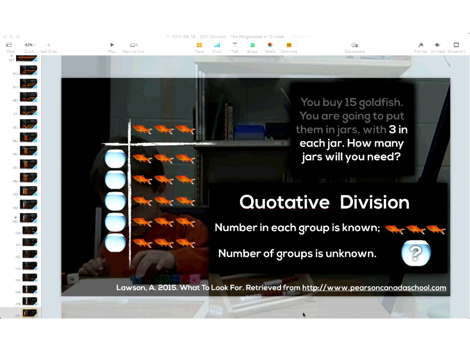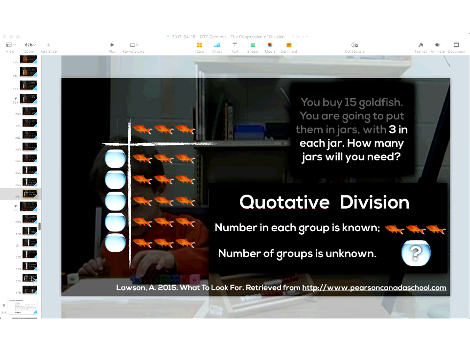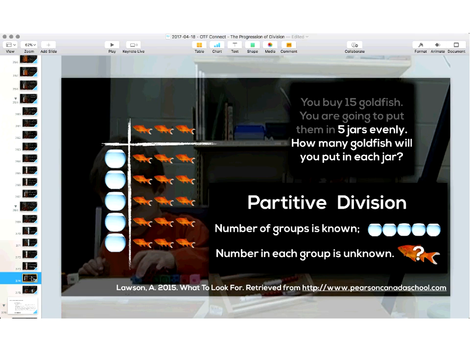This other way to ask this question is called partitive division. And partitive is when we don't know the number in each group. So that would be similar to our carrot stick problem. So why am I saying this? Why am I telling you this?